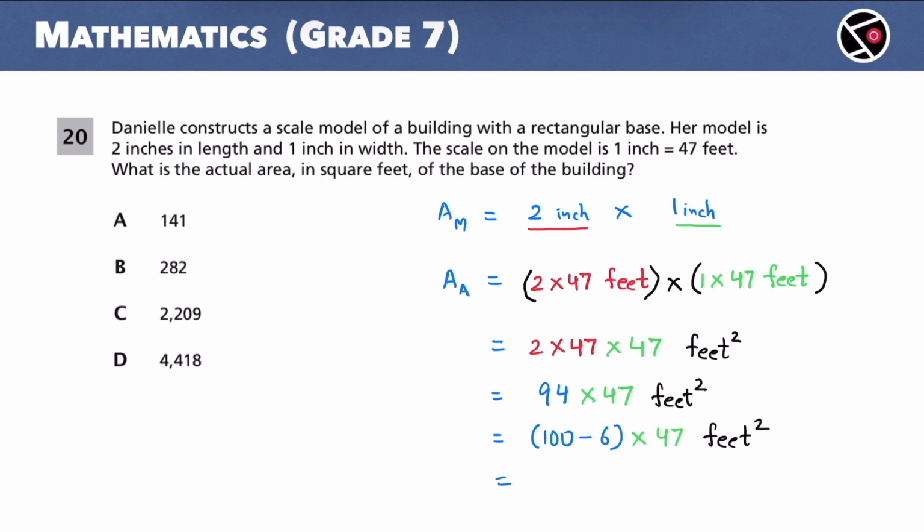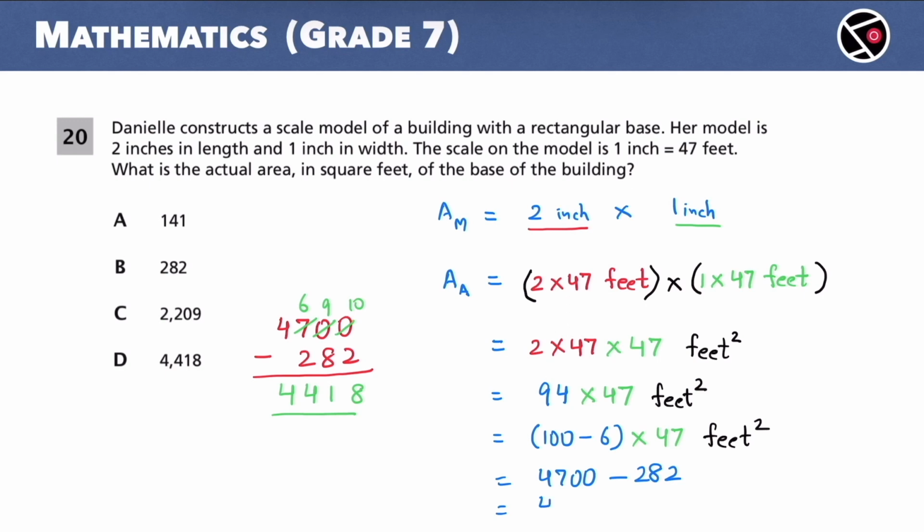We have 100 times 47, which is 4700, minus 6 times 47. 6 7s are 42, 6 4s are 24, plus 4 is 28. We have 4700 minus 282. 10 minus 2 is 8, 9 minus 8 is 1, 6 minus 2 is 4, other 4. We have 4418. It has to be feet square. D is our choice.